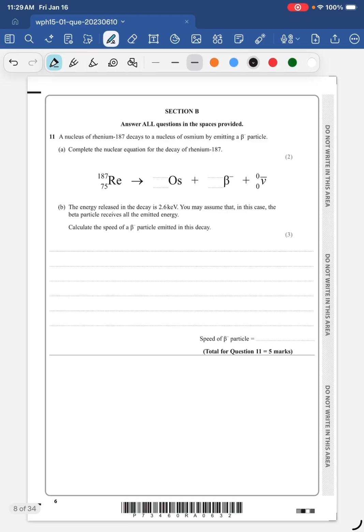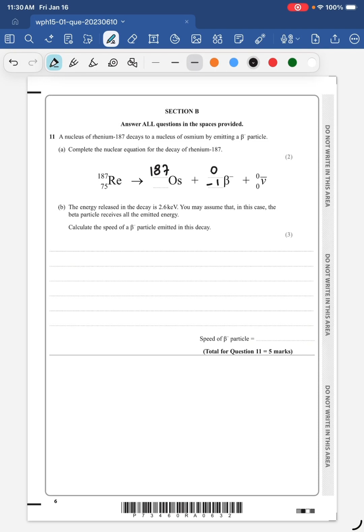All right, moving on to question 11. A nucleus of rhenium-187 decays to a nucleus of osmium by emitting a beta minus particle. Complete the nuclear equation for the decay of rhenium-187. All right, so beta decay does not change the mass number. This is a key result to remember. Beta particles have no mass number. They only have a negative 1 charge, right?